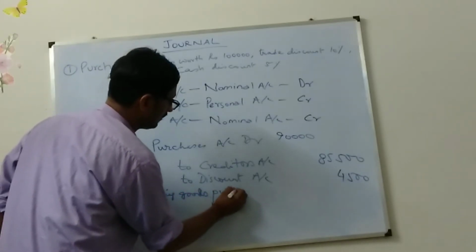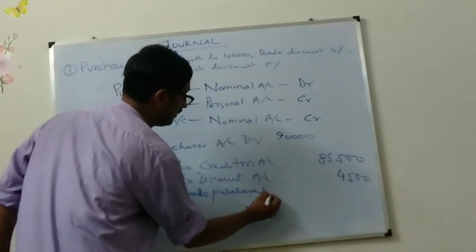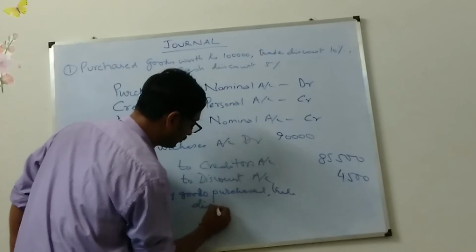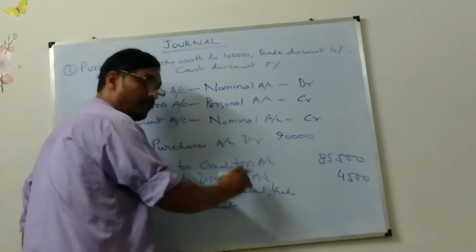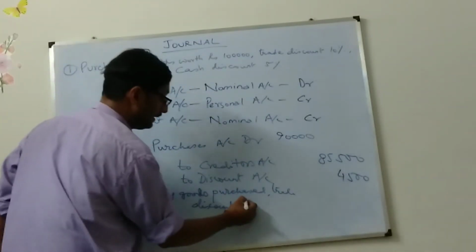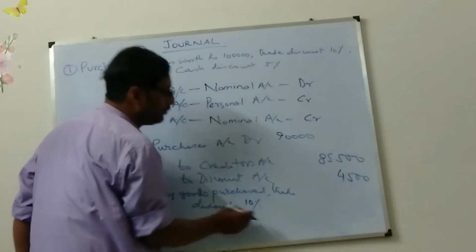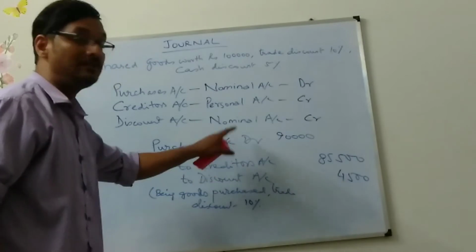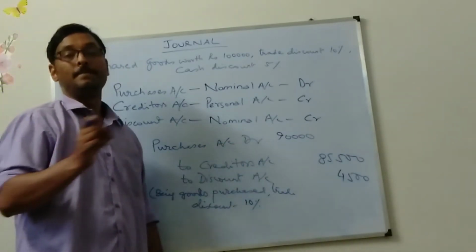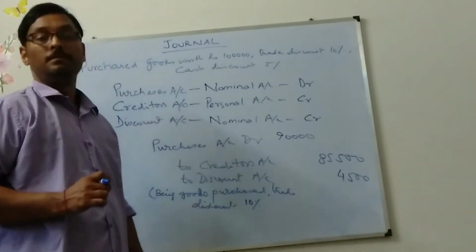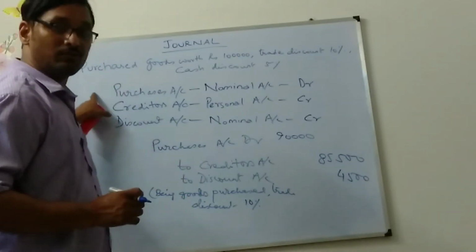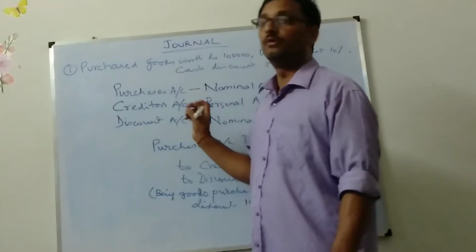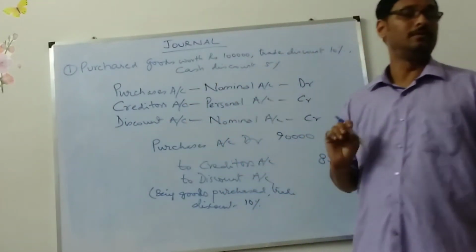Being goods purchased, trade discount. Whatever you could not write over there, you write here. This information you need to write here, trade discount, because you have got this. You need not write it in the journal entries, but you need to write that in the narration. I hope you have understood this problem. Pause for a moment and then write it down. I am giving you some time to write it down.